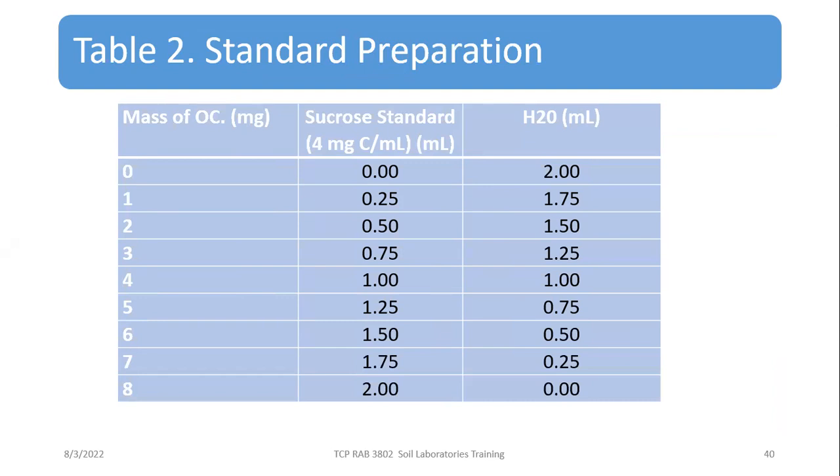So you add 0.25 from sucrose. You fill to 2 ml by adding 1.7 ml of water, and for 0.5 you add 1.5 and so on, till you have the mass of organic carbon of 8 milligram. You add 2 ml from sucrose standard, and you add 0 ml from the water.